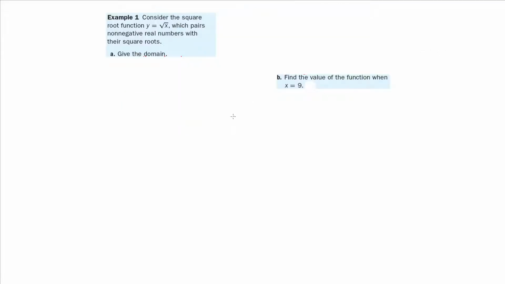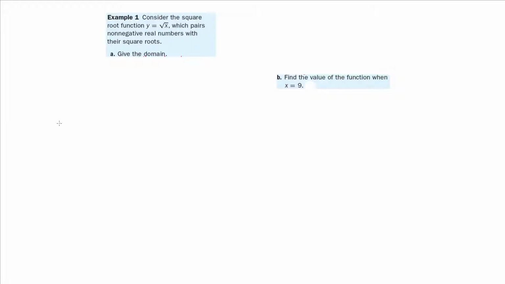Let's move on. Take a look at example 1. Consider the square root function where y equals the square root of x, which pairs non-negative real numbers with their square roots. Give the domain. Well, we were asked to define domain. What is it? The domain of a function is the independent variable. We take that to be the horizontal component on the graph, which is the x variable in this case. So x typically is our independent variable. So x happens, then we get y.